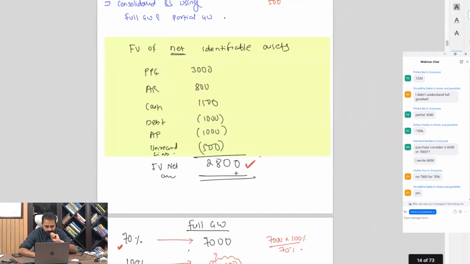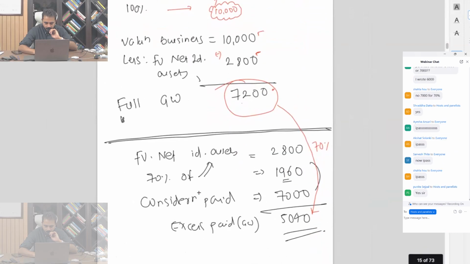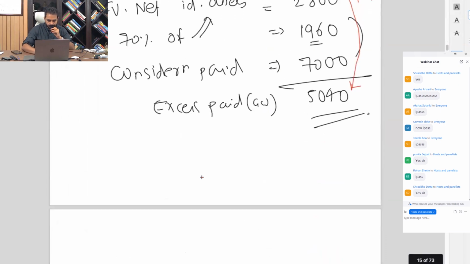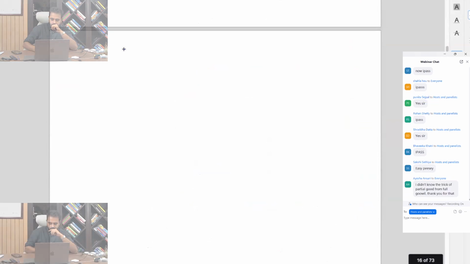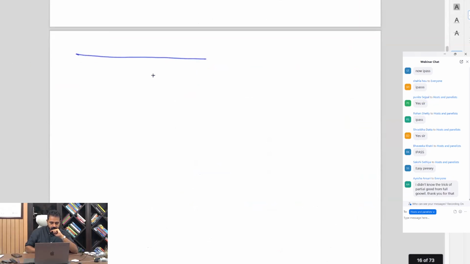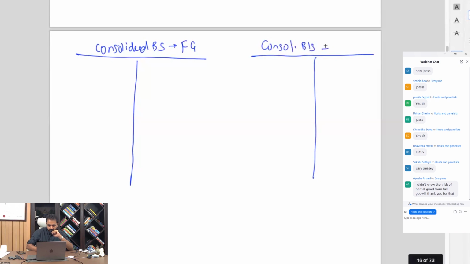Is that okay? Is everyone comfortable? Full goodwill, partial goodwill, easy? Fantastic. So now we need to do that consolidation. Here is how we're going to do it. Let's prepare this balance sheet here. Now I'm going to show you another cool trick, Ayesha. So this is consolidated balance sheet, full goodwill. And this is consolidated balance sheet, partial goodwill.